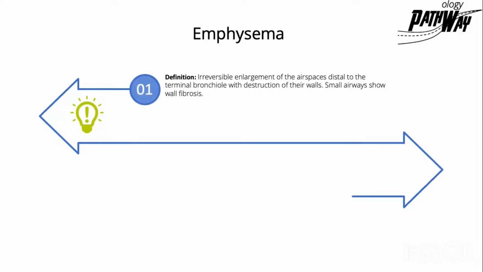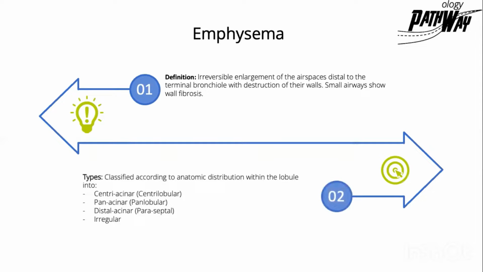So what's the definition of emphysema? Emphysema is irreversible enlargement of the air spaces, as we will see in the microscopic slide, and this happens distal to the terminal bronchiole with destruction of their walls. Small airways show wall fibrosis.